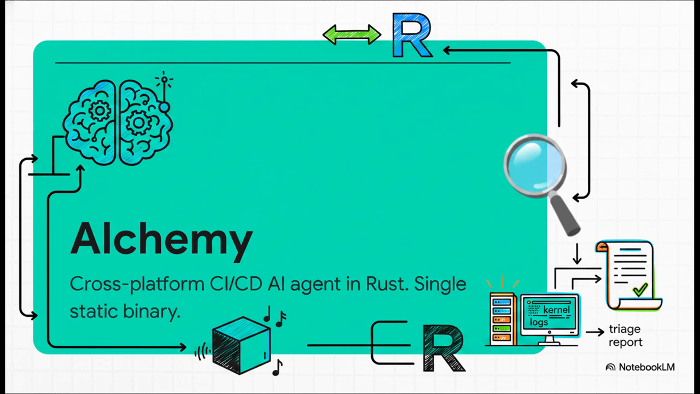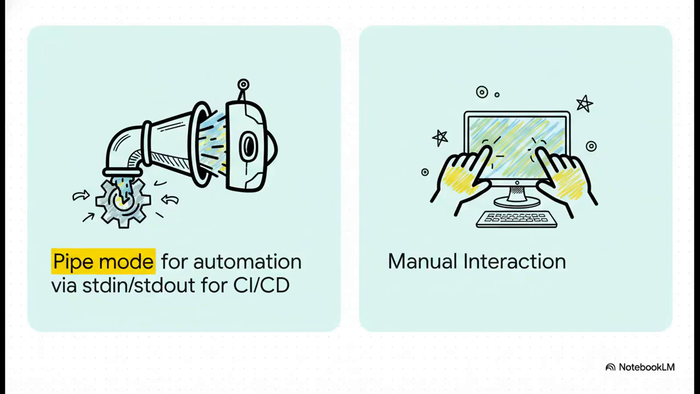You just point it at a problem, like a failing kernel log alongside a datasheet, and Alchemy produces a beautifully structured, machine-readable triage report. It really doesn't even break a sweat. And this captures the elegant design of version 0.1.0. Alchemy operates in two very distinct modes. First, TUI mode, which gives you an interactive terminal user interface when you just want to poke around and manually interact with the agent locally.